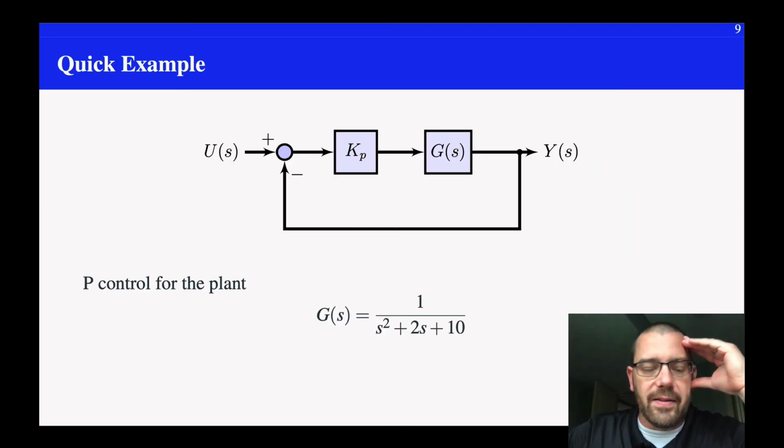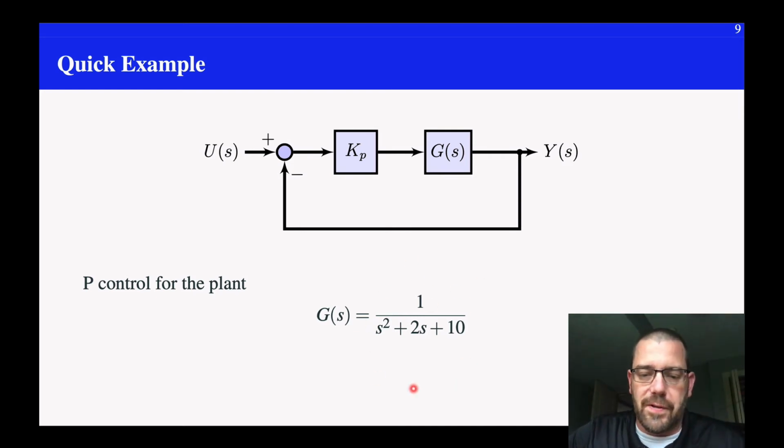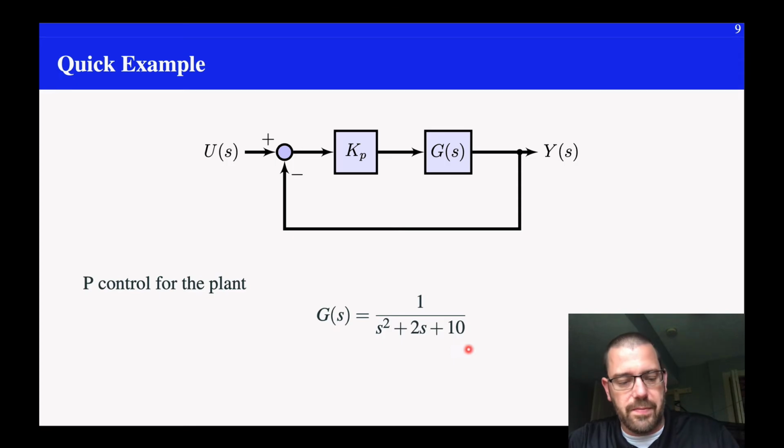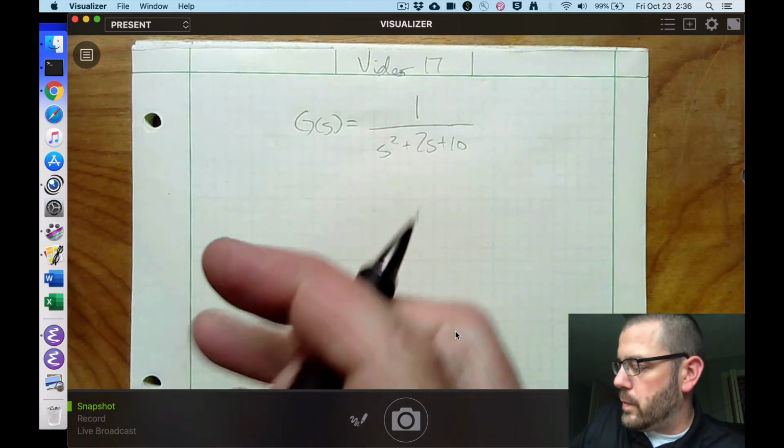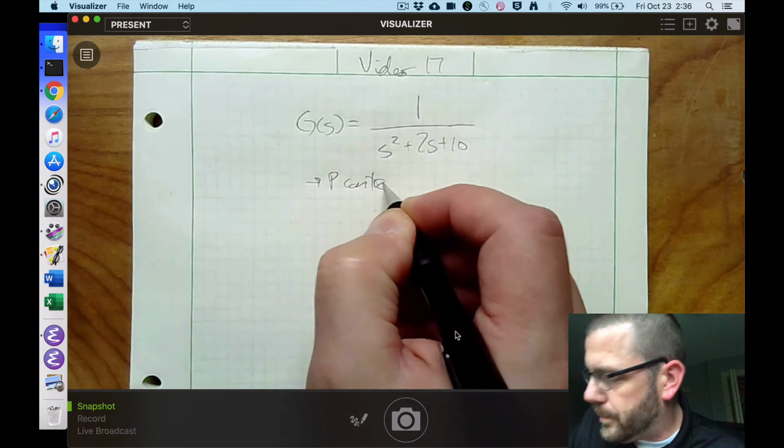So with that, let's do a quick example of taking this transfer function and putting it under proportional control. So KP will be the K and G will be the L that we were talking about. Let's quickly sketch the root locus of this and talk about the implications of it. So here we are with a relatively simple plant. We're going to put this under P control.